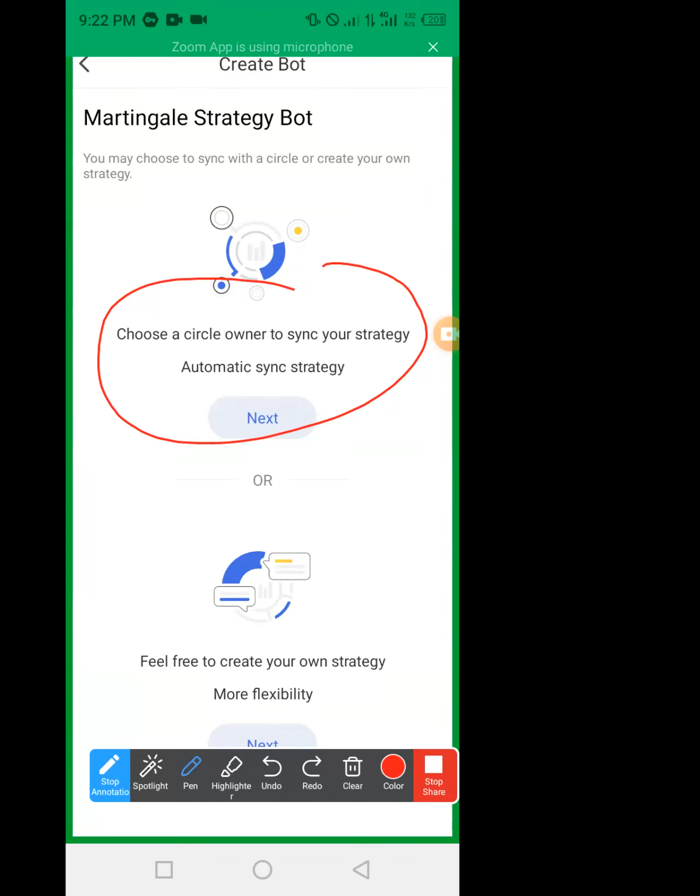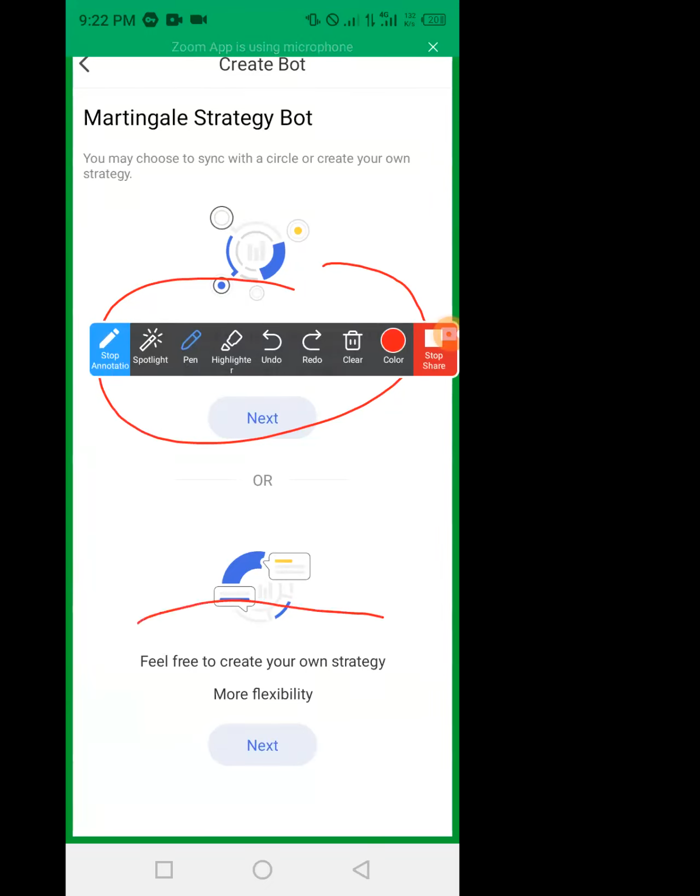Then another thing that you are going to see is this one: feel free to create your own strategy.